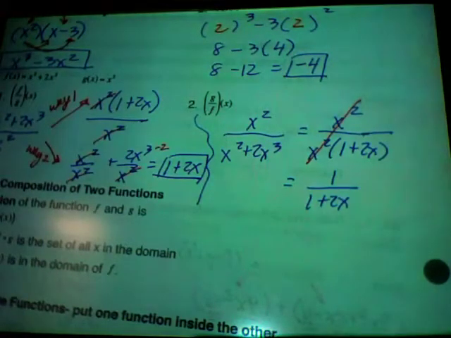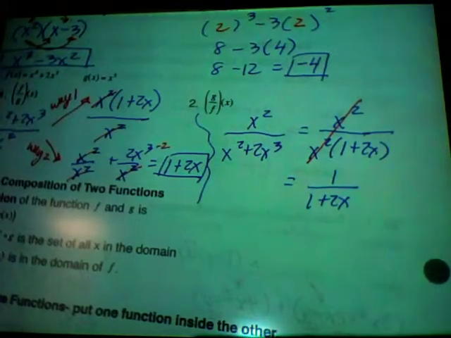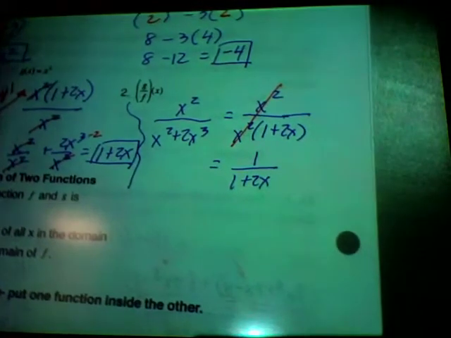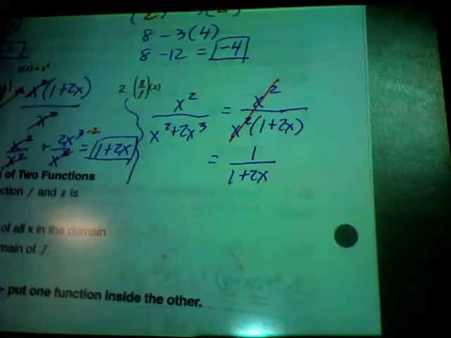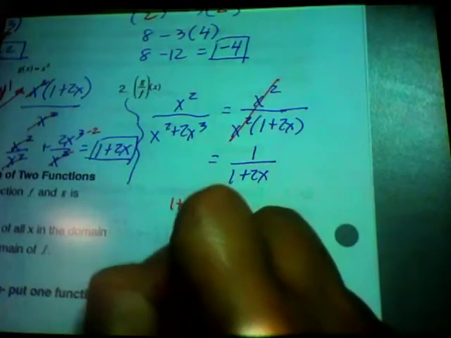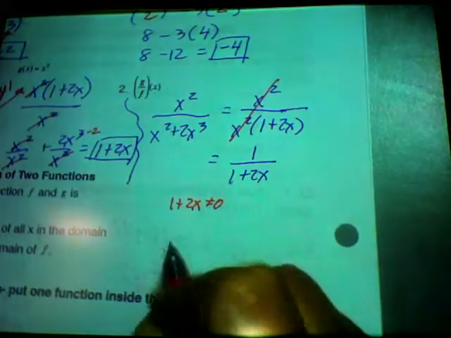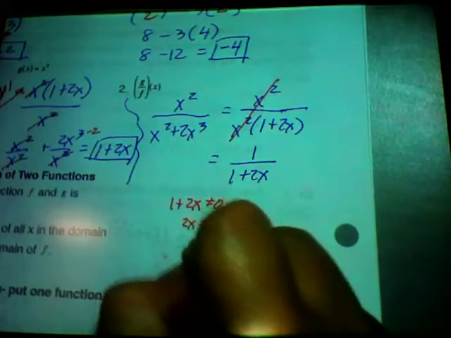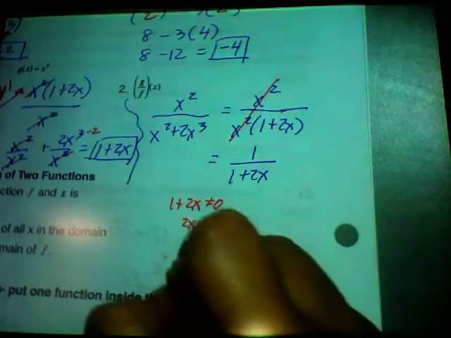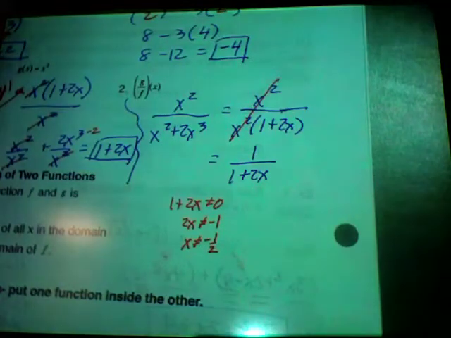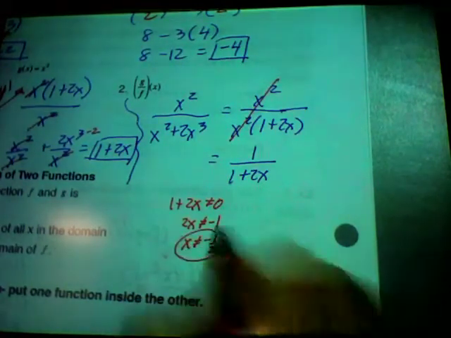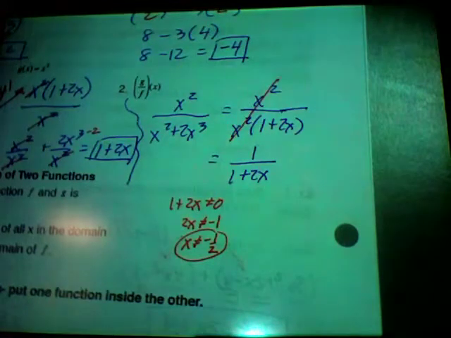What would be the restrictions on the domain? If you set this not equal to 0, so if I have 1 plus 2x not equal to 0 and solve for x, I get 2x is not equal to -1, x is not equal to -1/2. So this is a domain restriction. How do I write that in interval notation?